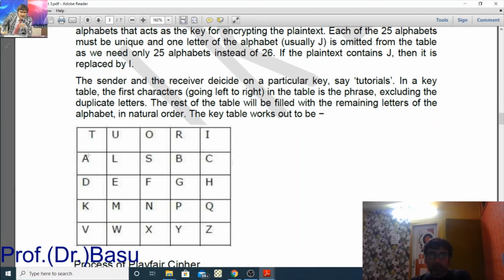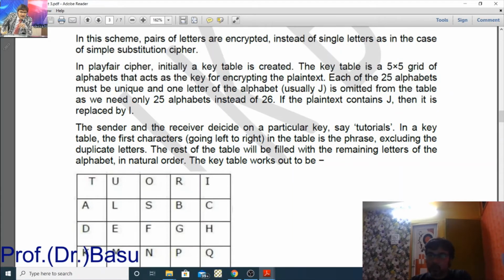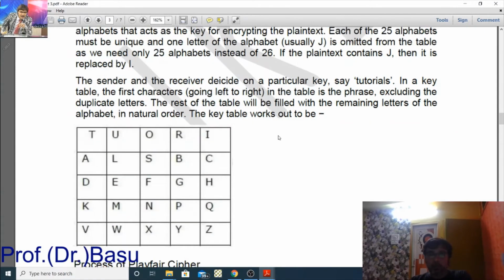See, after A we are getting B, so B has not occurred, then C has not occurred, D has not occurred earlier, then E, F, G, H, then I has occurred, so we will skip I. Then J, we are skipping here J. I told you that one letter will be missed, otherwise this 5 by 5 grid will not be possible to generate. So we are avoiding J.